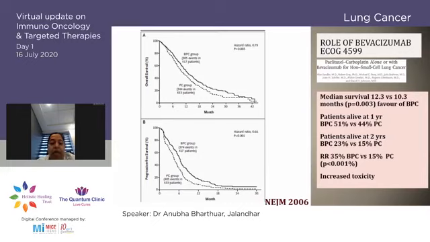This was statistically significant. They found that there were a larger number of patients who were alive at 1 year, 51% in the Bev plus chemo arm versus 44% in the chemo alone. And this difference persisted at 2 years. The response rate was significantly higher in the Bev plus chemo arm versus chemo alone, however, at the cost of increased toxicity.